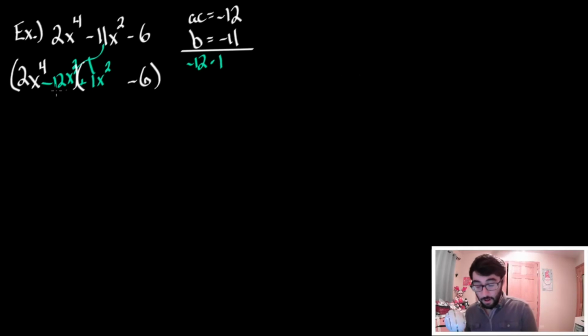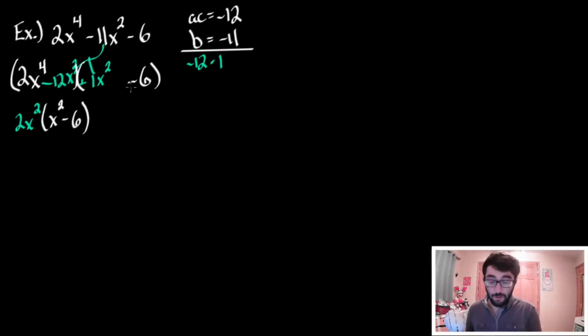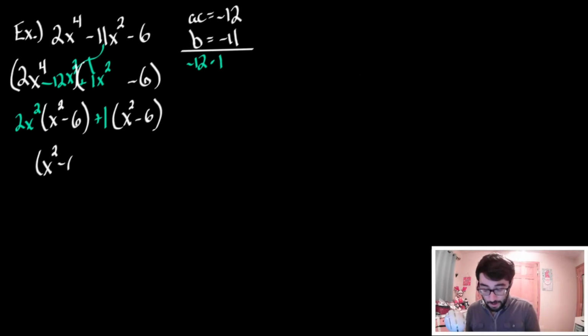In our first group, I could take out a 2x squared, which will leave me with 2x squared times x squared minus 6. And if I look in my second group between 1x squared and -6, I actually can't factor anything out. So I'm just going to factor out a +1, which leaves me with x squared minus 6. And once again, you should know how to factor by grouping by now, and we should see that this is going to work because we have a common binomial factor here. We have a factor of x squared minus 6, another factor of x squared minus 6, which means I can factor out an x squared minus 6. And that leaves me with x squared minus 6 and the leftovers, which is 2x squared plus 1.